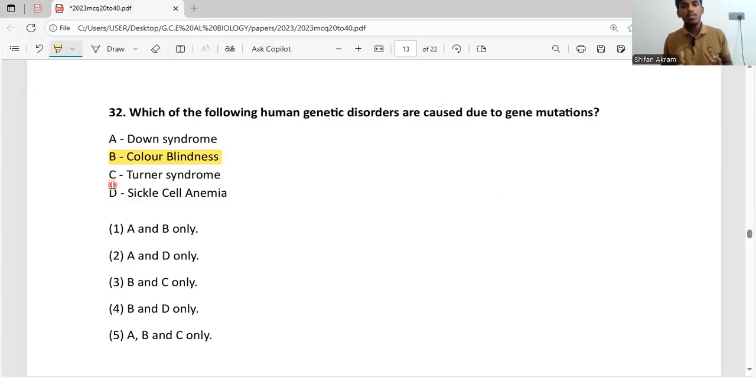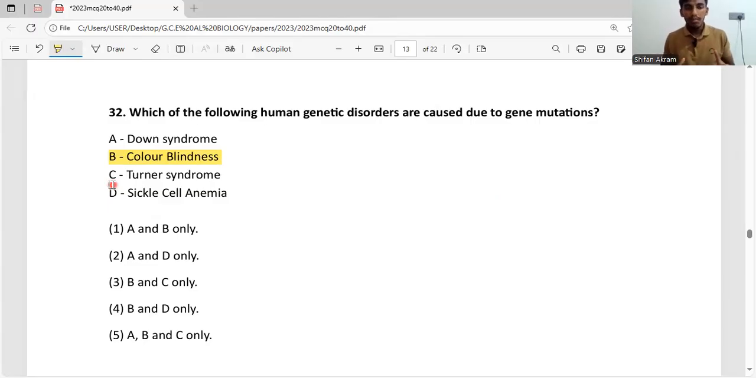Again, Turner syndrome is kind of like Down syndrome but caused by a chromosome mutation in the X chromosome. So this is called monosomy, not trisomy. Trisomy means they have an extra chromosome. If a person has 47 chromosomes, you can call it a trisomy. If a person has 45 chromosomes, we call it monosomy. So Turner syndrome is caused by a monosomy of the X chromosome.